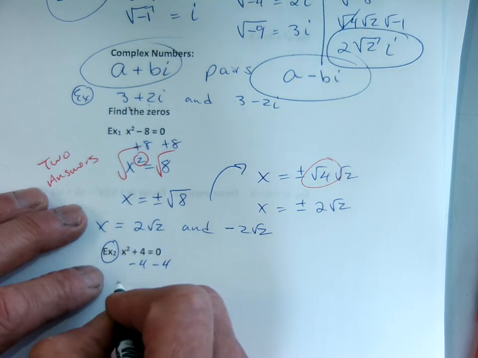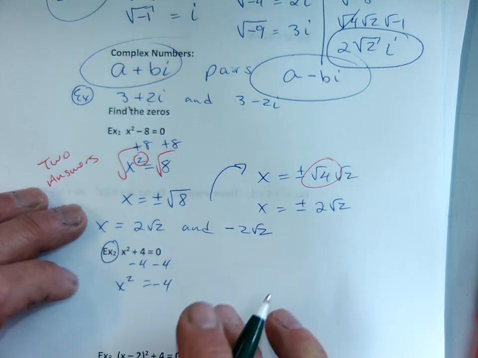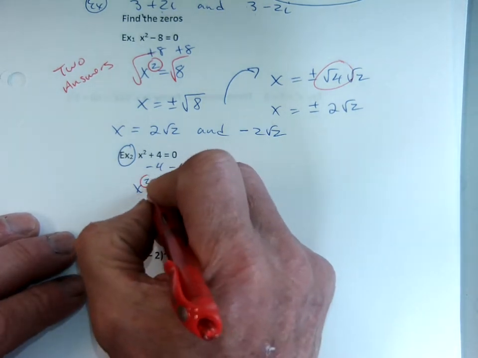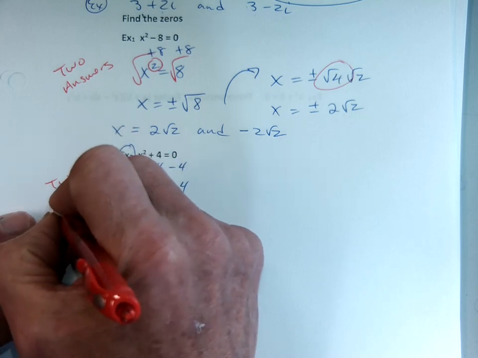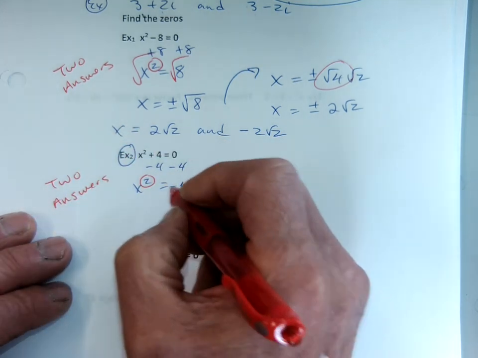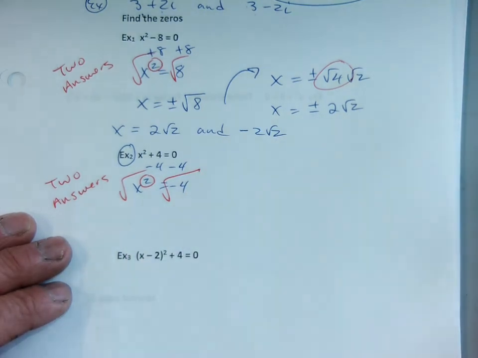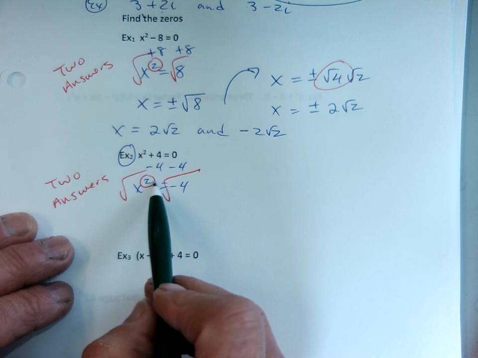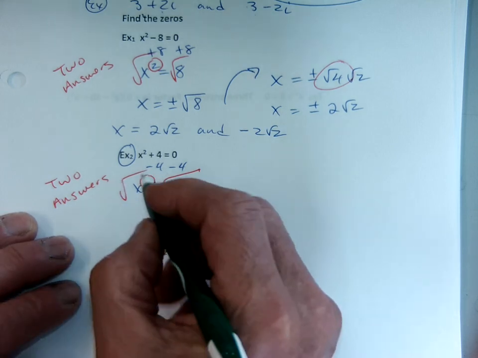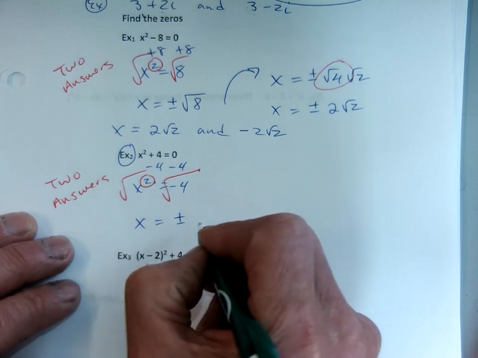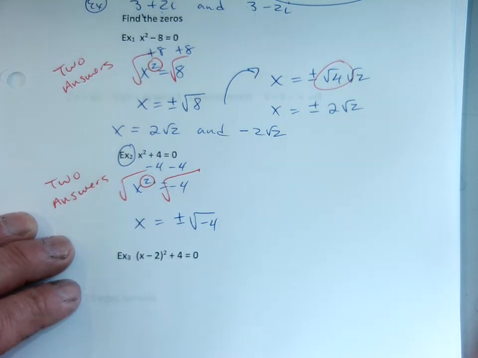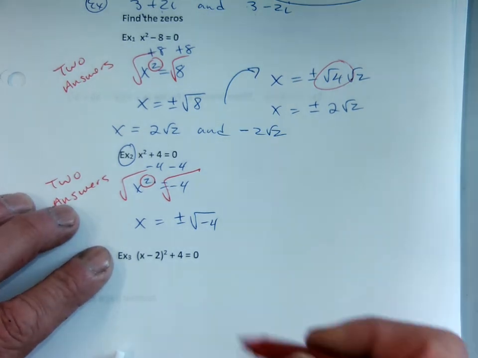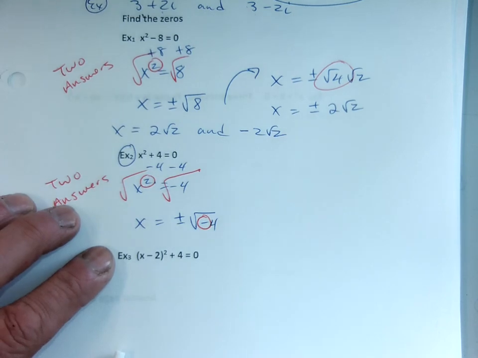I'm going to have an x squared equals negative 4, right? I need 2 answers. So I take the square root of both sides to cancel the square. I'll have x is equal to plus or minus the square root of negative 4. Now, I'm going to have an imaginary answer.